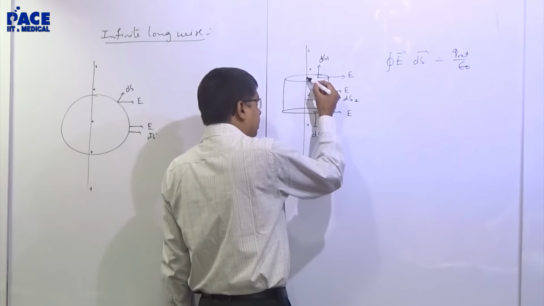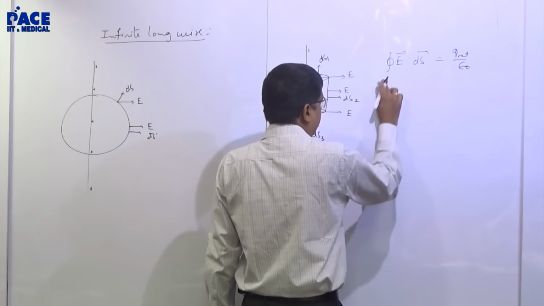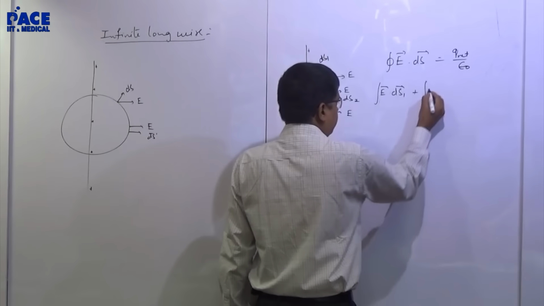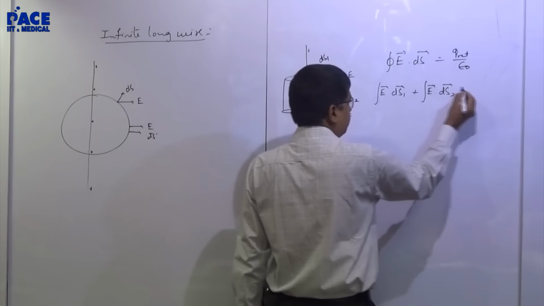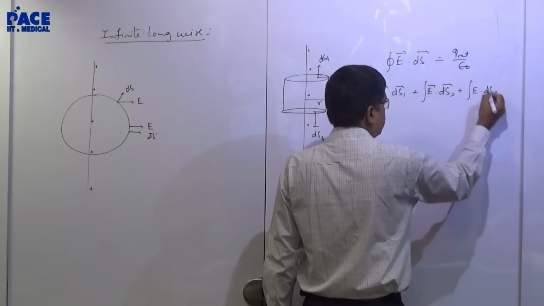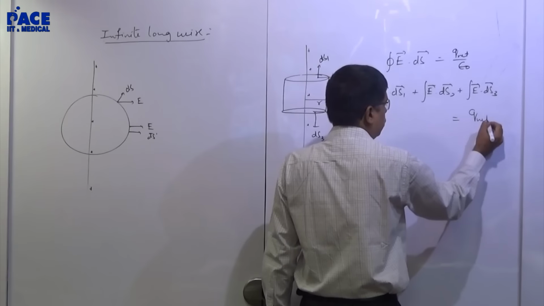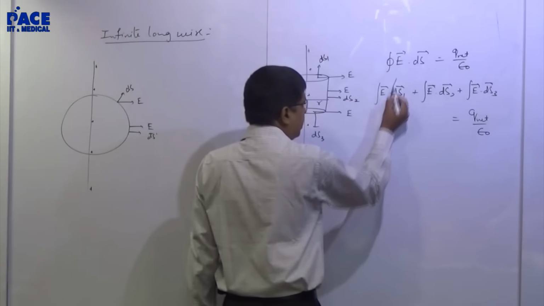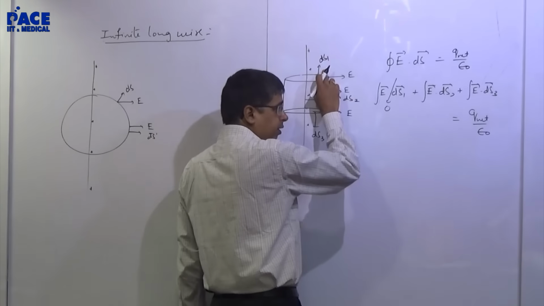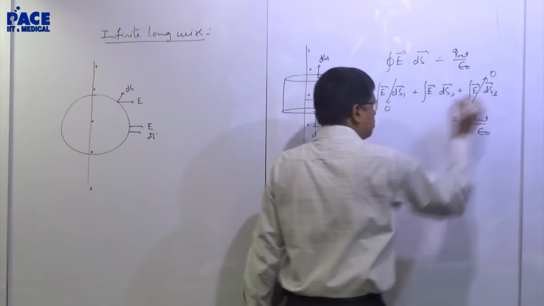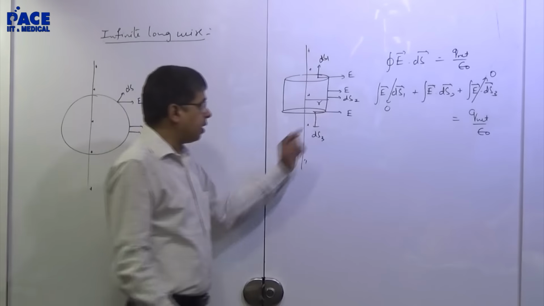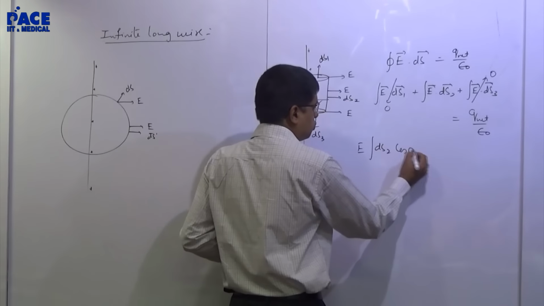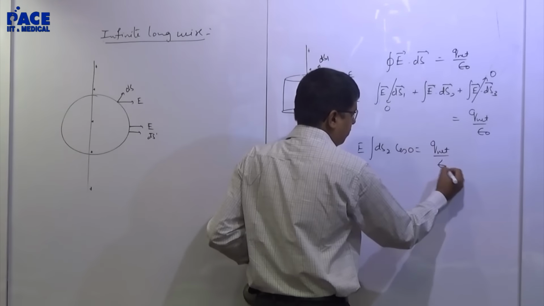What is q net? Net total charge enclosed inside. I will write this as E dot ds1 plus E dot ds2 plus E dot ds3 equal to q net by epsilon naught. E dot ds1 will become 0. Why? Perpendicular. E dot ds3 will become 0. Why? They are perpendicular. I am left with E ds2 cos 0 is q net by epsilon naught.